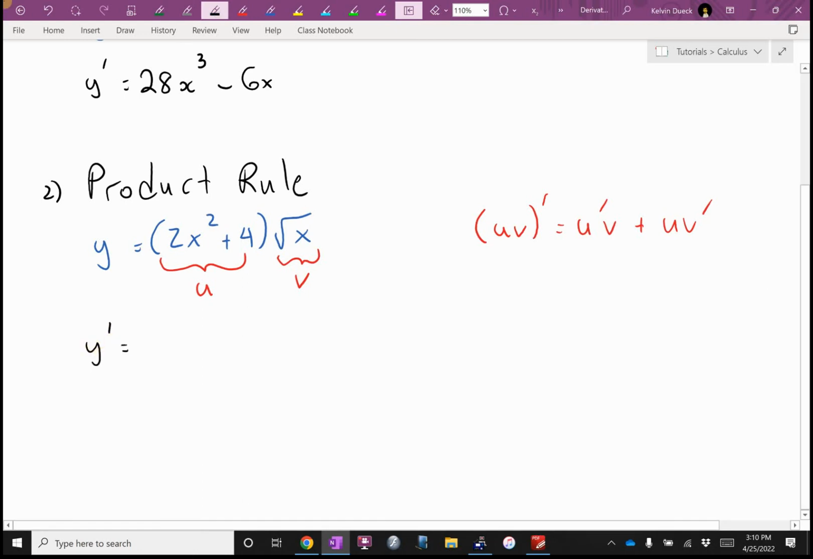Y prime would be the derivative of this, which is 4x to the 1 plus 4x. Leave this alone. Plus, leave this alone, times the derivative of root x. I never did the derivative of root x. I always turned that into an exponent, because now I could use my power law. What was the power law? Move the exponent to the front, rewrite what was inside, subtract 1 from the exponent.